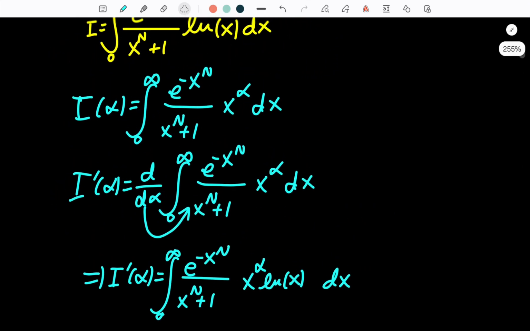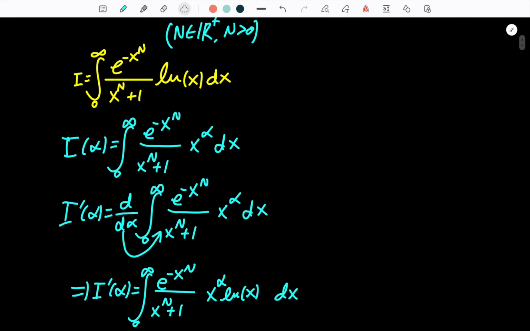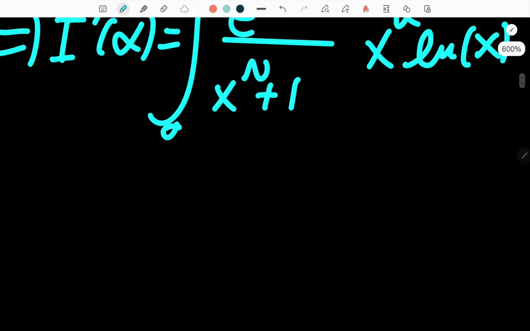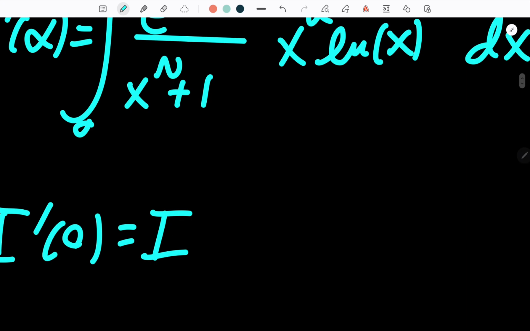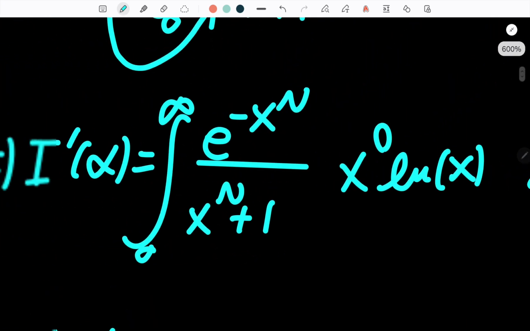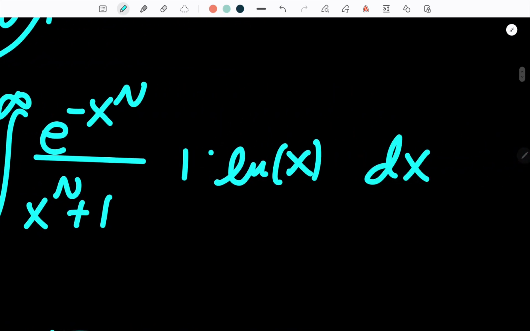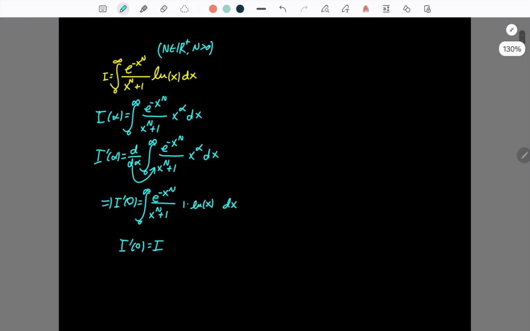Now, this looks very, very similar to our integral I, doesn't it? Well, if we set alpha to be equal to 0, so that means I prime of 0, where alpha equals 0, this is, in fact, going to be integral I. Of course, if you can't see that, we're going to have a 0 here, and this is just going to collapse to 1, and there we go. That is exactly our integral I.